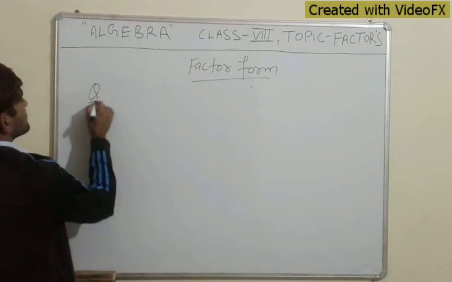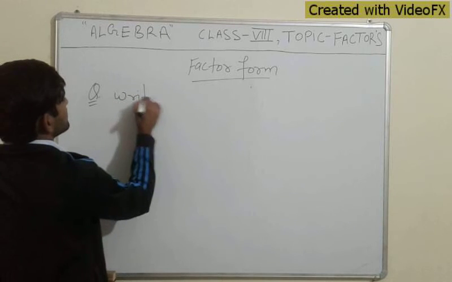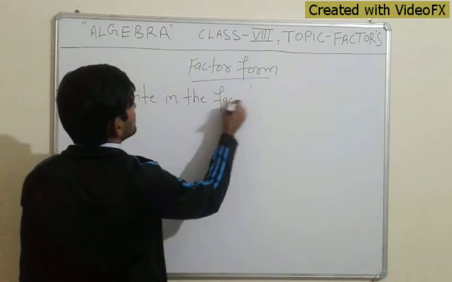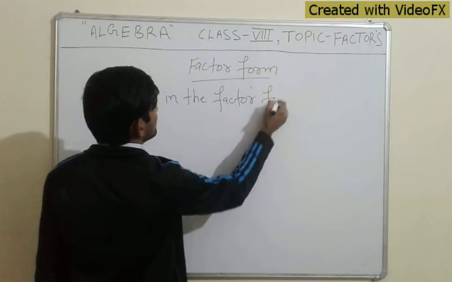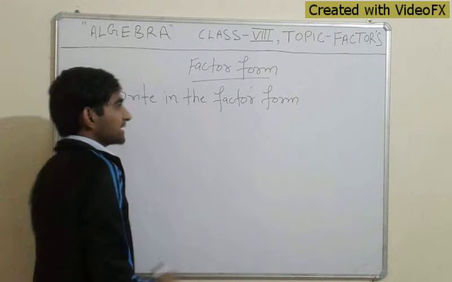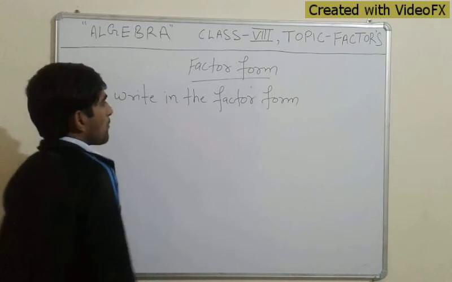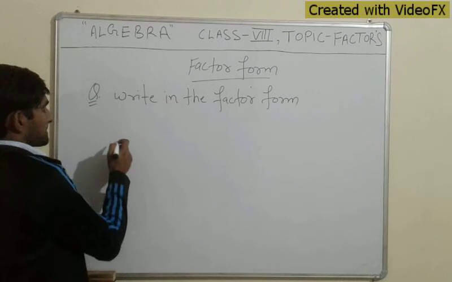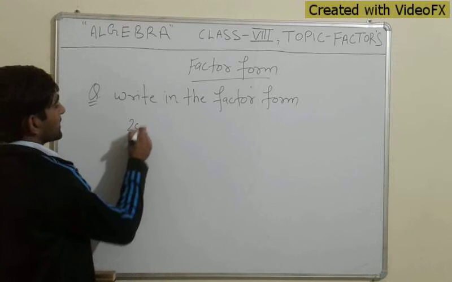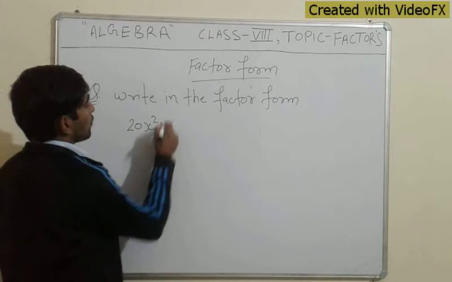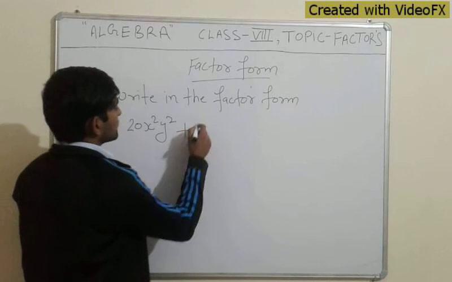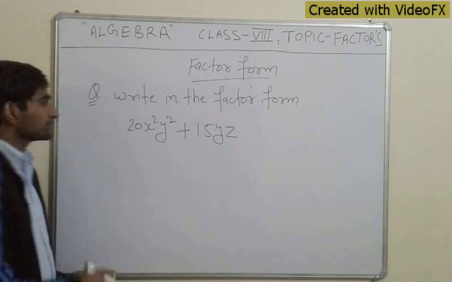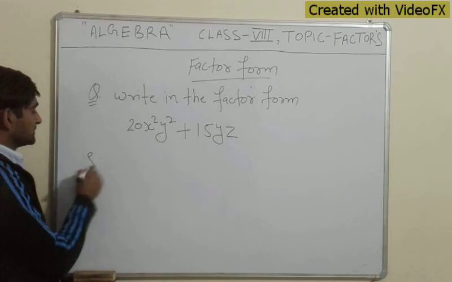The question is, write in the factor form 20x square y square plus 15yz. Solution.